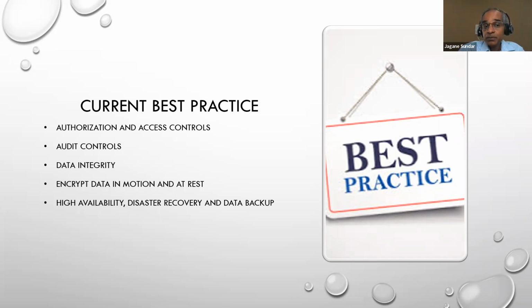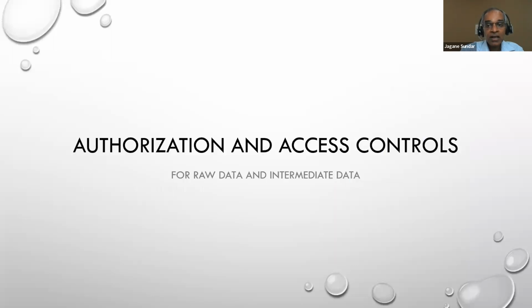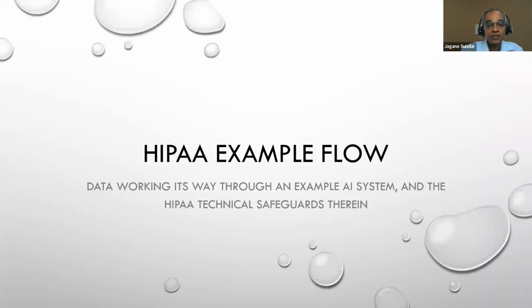Availability of the data is very important, and that comes under the category of high availability, disaster recovery, and data backup. So let's start with looking at authorization and access controls for both raw data and intermediate data, and seeing how MLflow, InfinStore's enterprise MLflow offering, can help you with those problems.